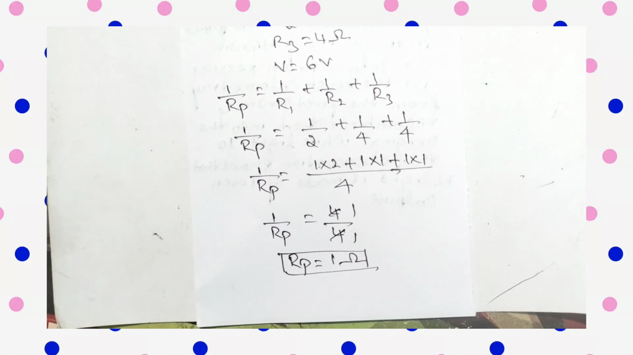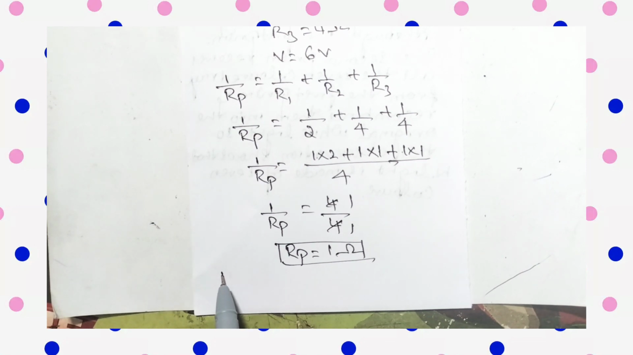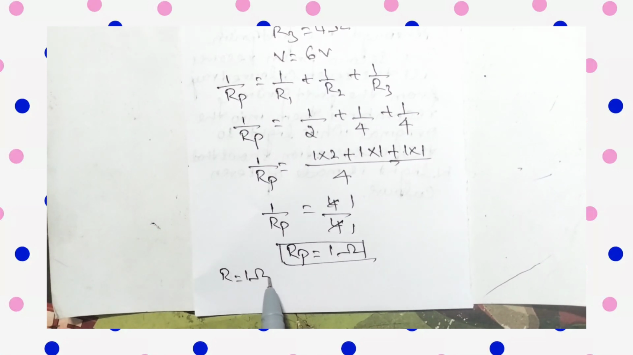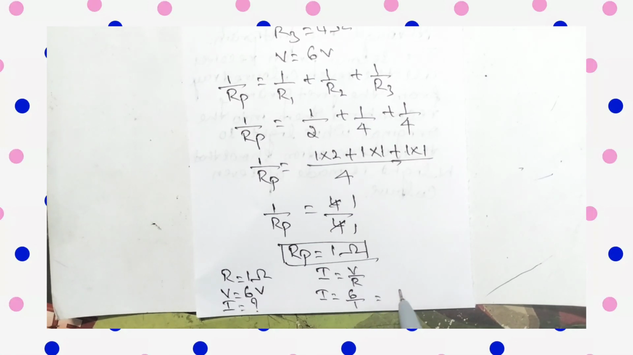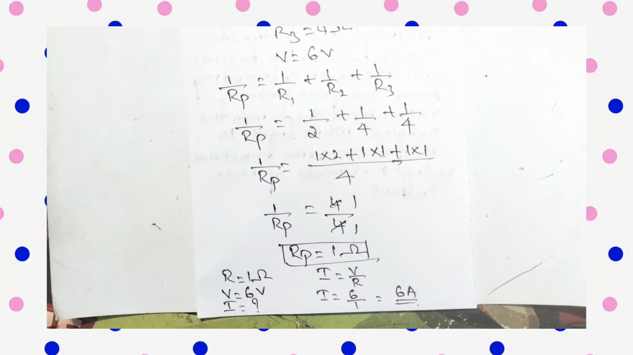Now let us find out the total current. To find the total current, total resistance is 1 ohm, voltage is equal to 6 volts, then current is equal to question mark. According to Ohm's law, I is equal to V by R. So I is equal to V andre 6, R andre 1. Therefore the current that is flowing through the circuit is 6 ampere. So like this we have to answer A question.